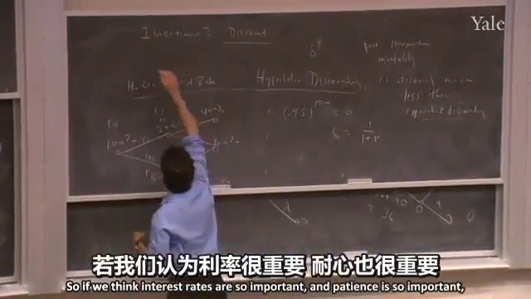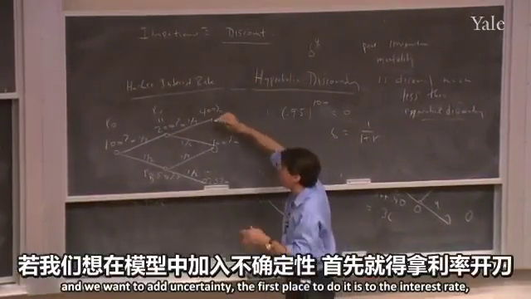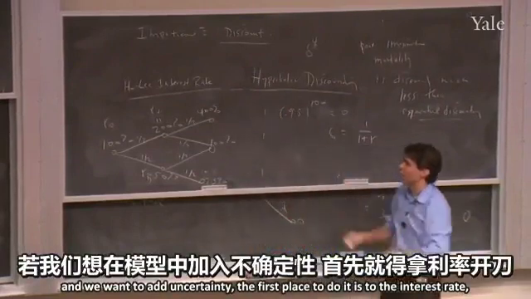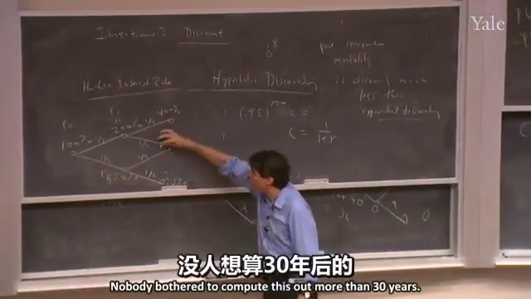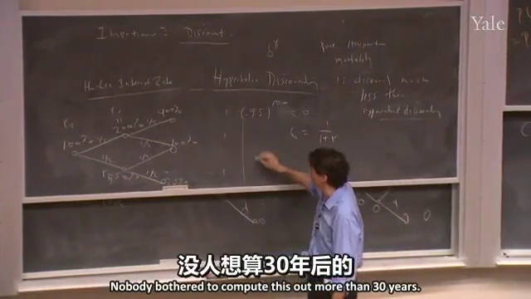So if we think interest rates are so important and patience is so important, and we want to add uncertainty, first place to do it is to the interest rate. And the Ho-Lee model in finance does that. Nobody bothered to compute this out more than 30 years.